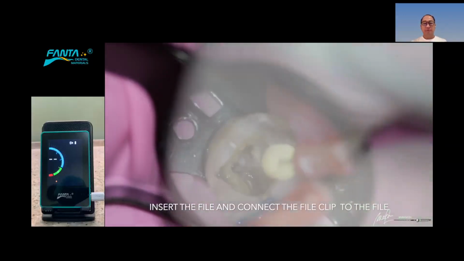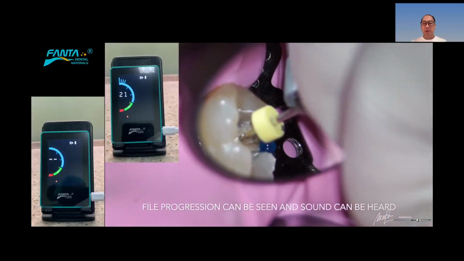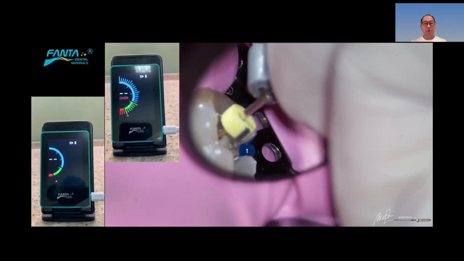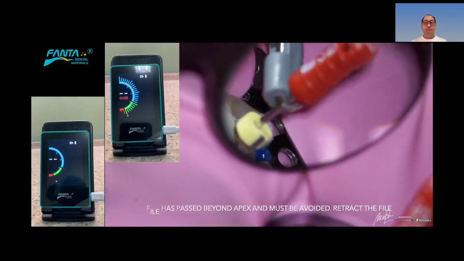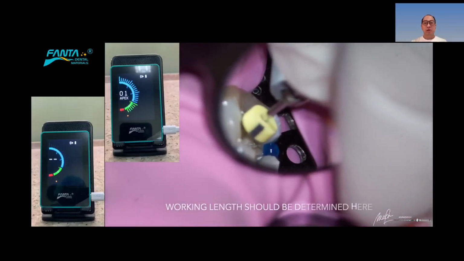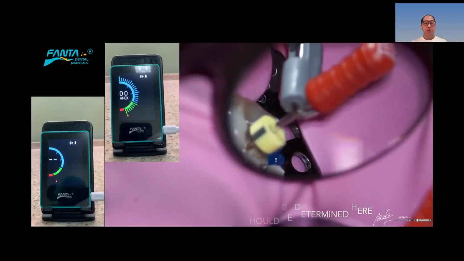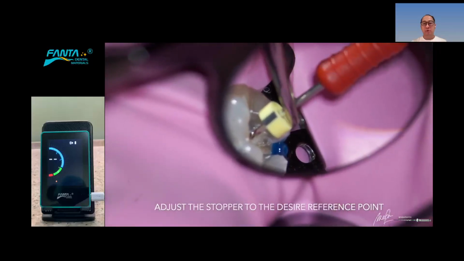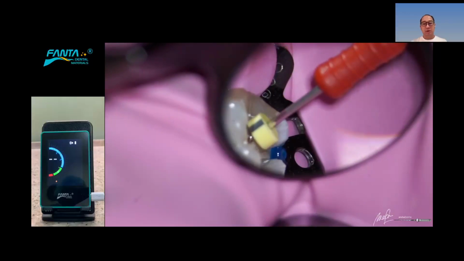And how it works, you can see you insert the file and then you want to clip it at the metal part, and then you continue watch winding until it gives us this reading. It means it's over, and you want to take it out until it reaches the zero point, 0.0. So you know this is the working length that you should stop. And then after that, you want to reduce the rubber stop until the reference point. So you are creating the distance for your instrumentation, and then you definitely need to measure the working length of this canal.